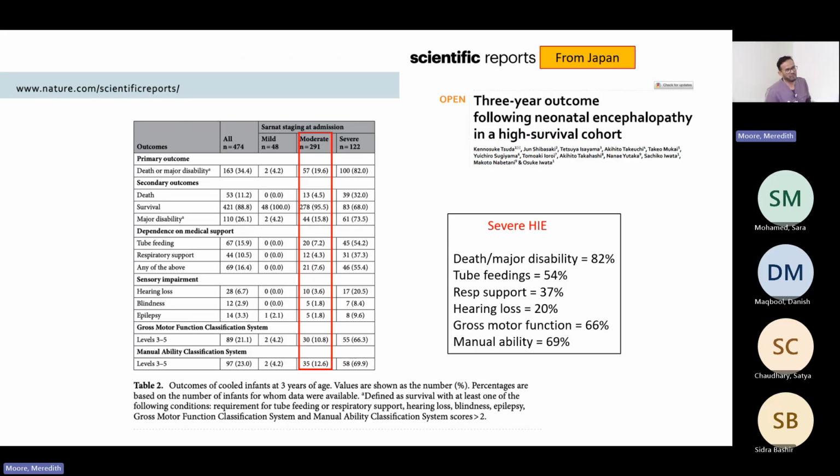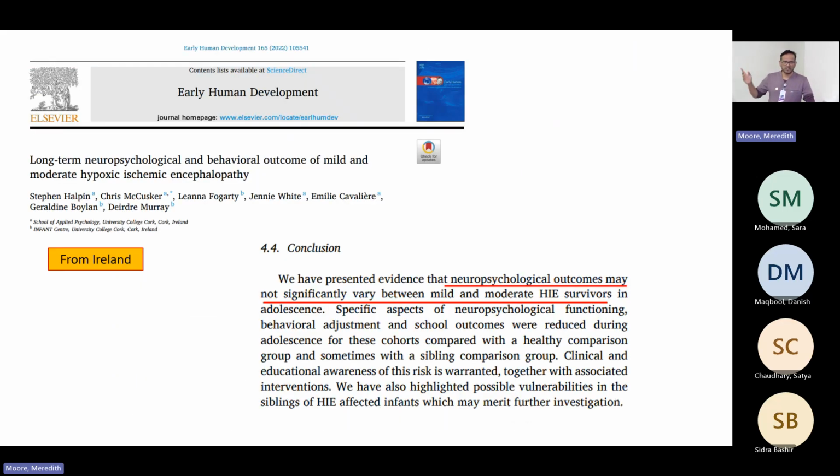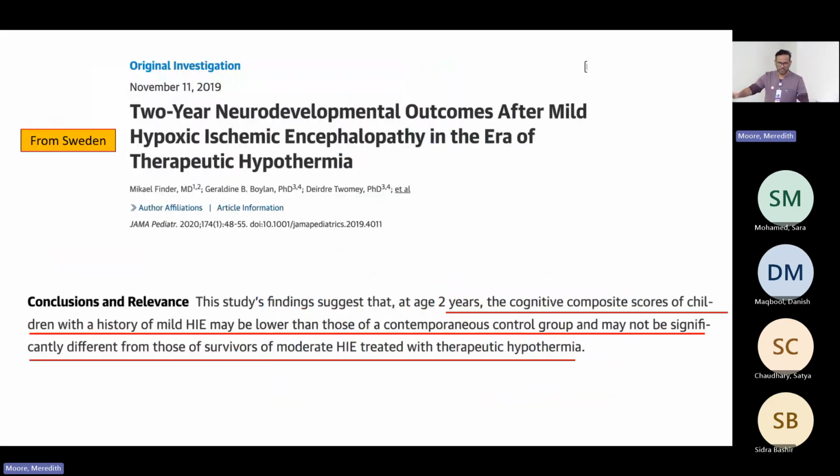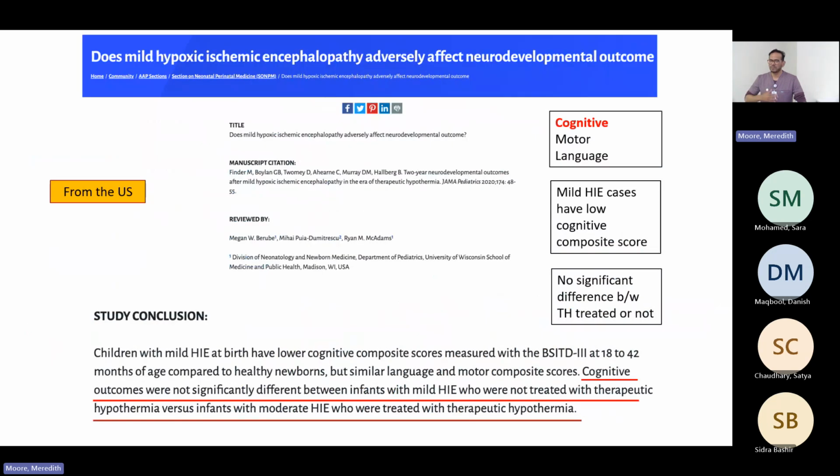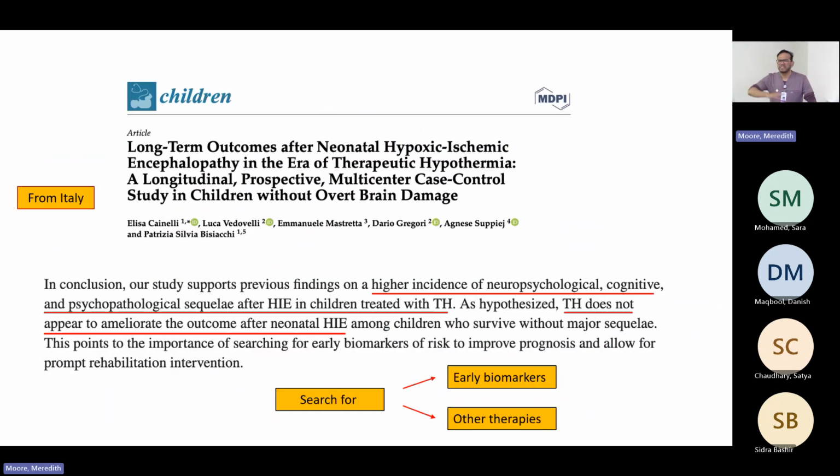The baby is going to do worse or not better. This is from Ireland. I'm not going to read through it, I'm just showing you. This is from Sweden. This is from US. This is from Italy, and different outcomes. What Dr. Mahana said: one group at the same time is saying do this, the other group at the same time is saying it's no good.